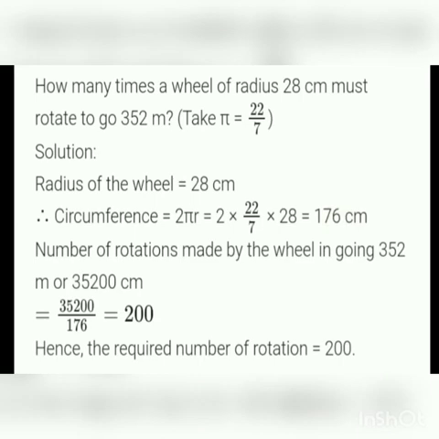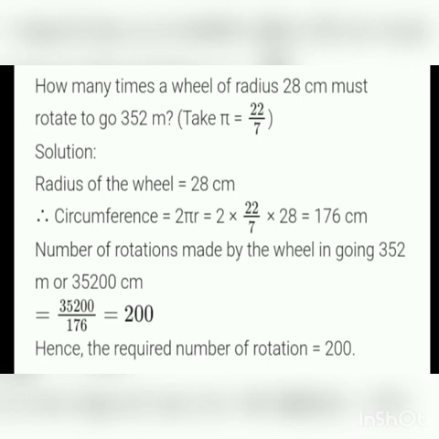So how many times must it rotate in order to cover 352 meter? That is the question, isn't it? One time it moves 176 centimeter. So to find how many times, we have to divide 352 by 176. Now one thing you have to keep in mind here. The radius is given in centimeter and the distance is given in meter. I told you at the start, in such questions you have to see the units clearly. All the dimensions must be in the same unit, then only you can do the calculations. Here one is in centimeter and one is in meter, so you have to convert it.